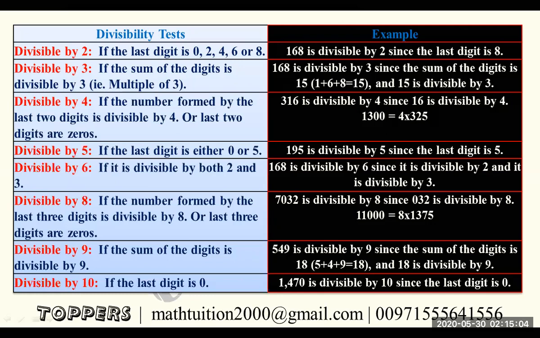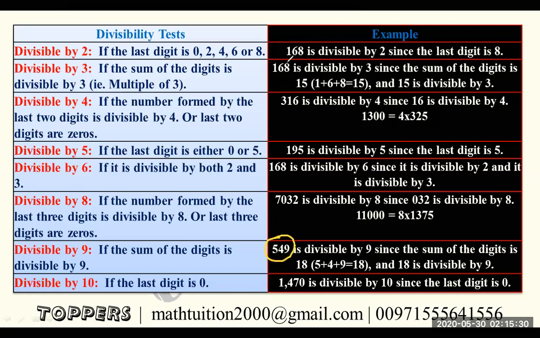Example, 549. Is it divisible by 9? Sum all, 5 plus 4 plus 9, that is equal to 18. 18 is divisible by 9. It is coming in the multiplication table of 9. 9 times 2, 9 into 2 is 18. So since 18 is divisible by 9, 549 is also divisible by 9.